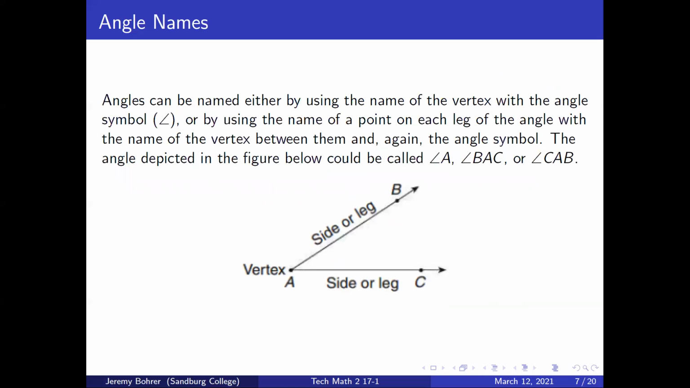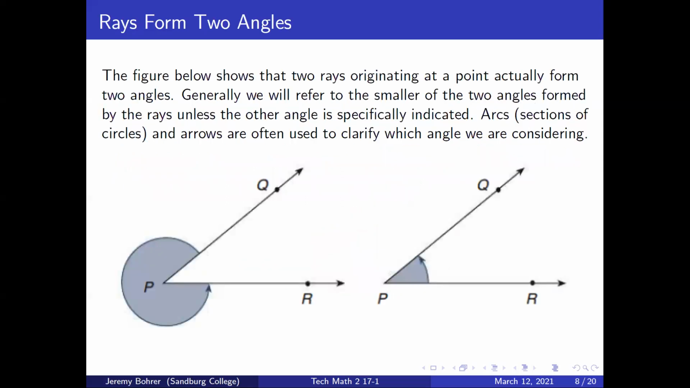Angles can be named either by using the name of the vertex with the angle symbol or by using the name of a point on each leg of the angle with the name of the vertex between them and, again, the angle symbol. The angle depicted in the figure below could be called angle A, angle BAC, or angle CAB. The figure below shows that 2 rays originating at a point actually form 2 angles. Generally, we will refer to the smaller of the 2 angles formed by the rays unless the other angle is specifically indicated. Arcs, sections of circles, and arrows are often used to clarify which angle we are considering.